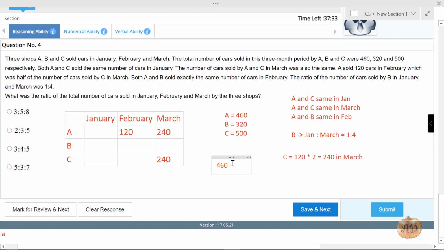So what we'll do, we'll simply do 460 minus 120 minus 240, that will give me 100. So A sold 100 cars in January, and here the condition is saying that A and C sold the same number of cars in January, so C also sold 100 cars in the month of January. Now you can see that we can from here fetch the value of how many cars have been sold by C in the month of February.